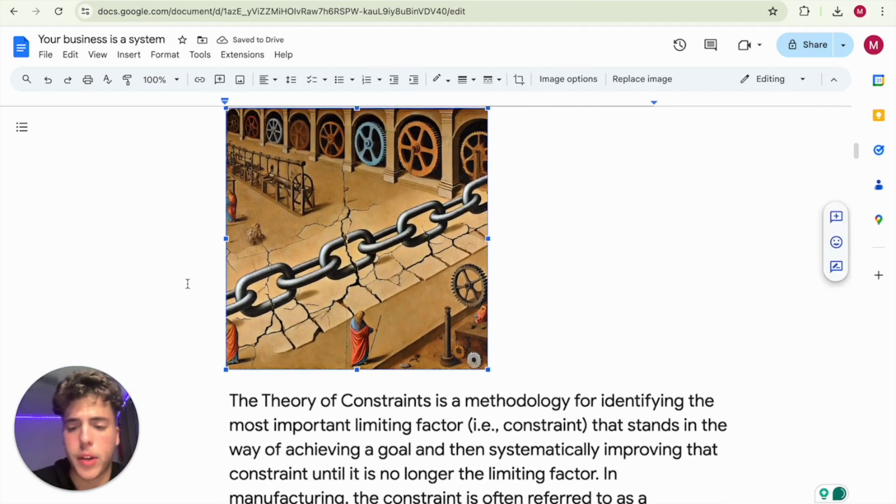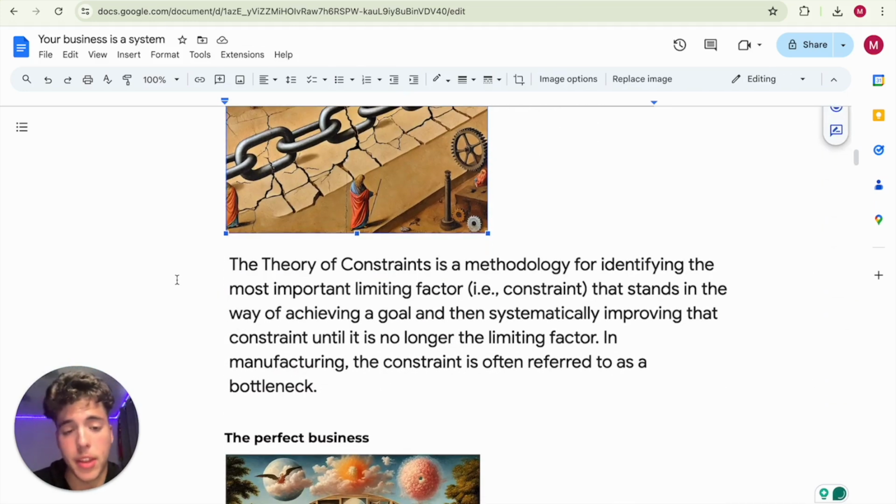The theory of constraints is a methodology for identifying the most important limiting factor, also known as the constraint, that stands in the way of achieving a goal, and then systematically improving that constraint until it is no longer the limiting factor. In manufacturing, the constraint is often referred to as the bottleneck.